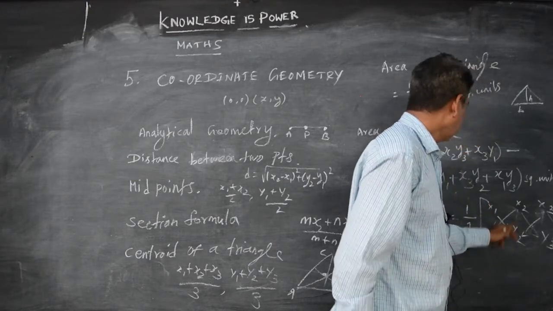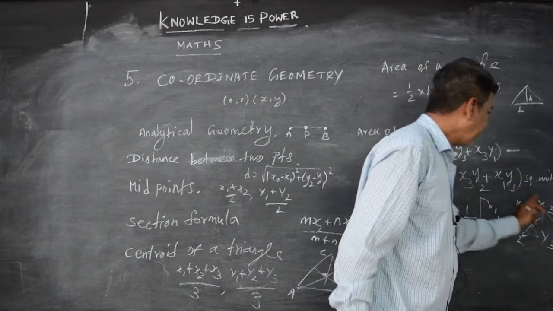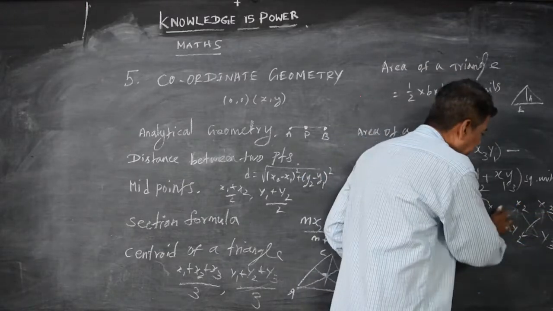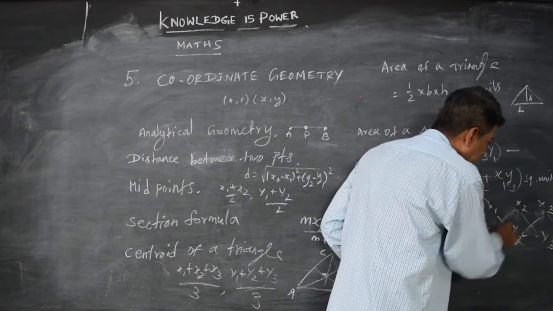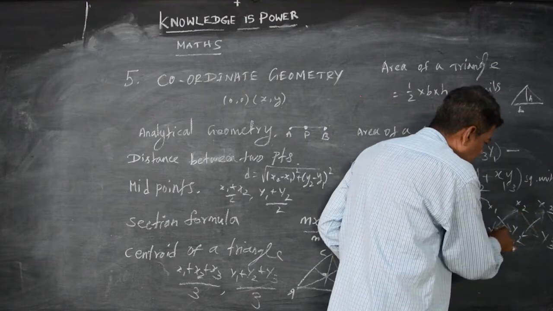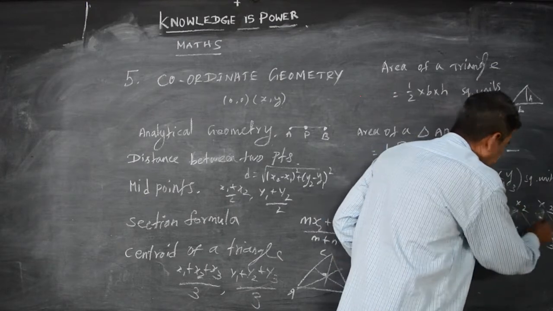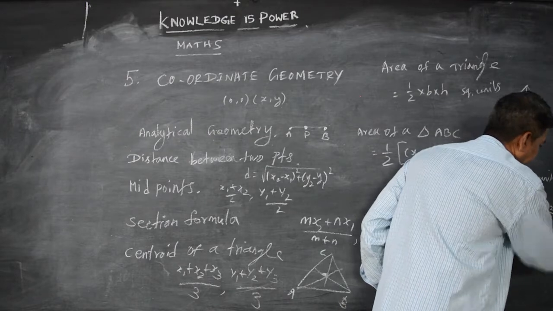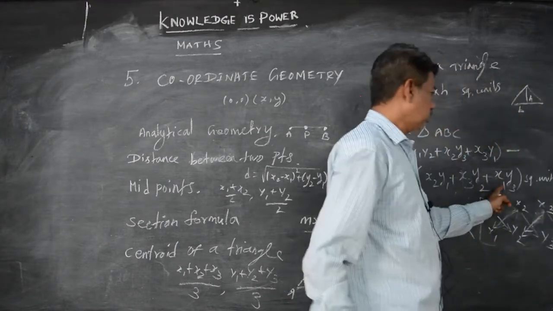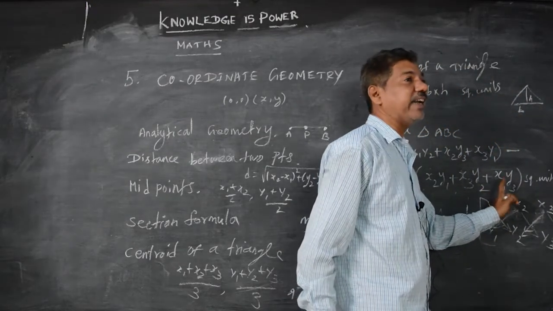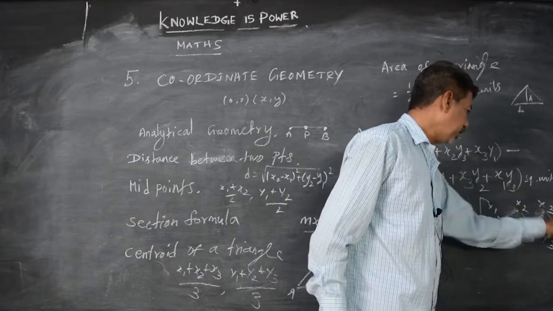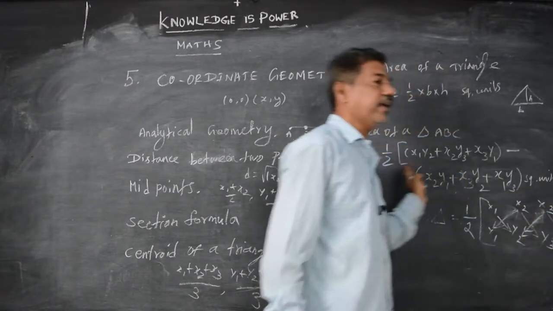x1 y2, x2 y3, x3 y1. So this will proceed, and this will be either first this or this one. Okay, x2 y1, and here x3 y2, and here x1 y3. So this pair will become negative. This will be positive and this will be negative.